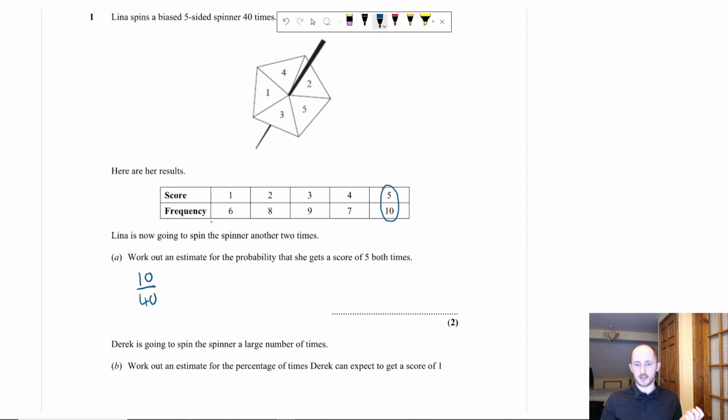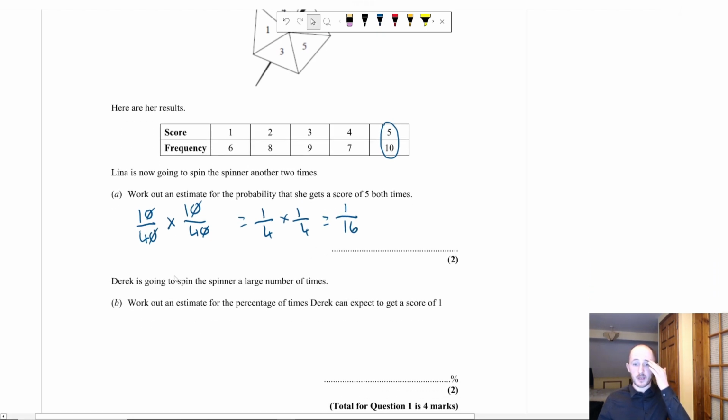So 10 over 40. And then she's spinning it twice, right? So we're going to multiply because she's getting a 5 and a 5. When I say the word "and" in probability, it just means multiply. And what's the probability of getting a 5 the second time? Well, it doesn't actually get affected, so it's still 10 over 40. And if you notice, you can cancel out the 0. If the numerator and denominator end in a 0 or multiple zeros, you can just cancel them out. So that's a quarter times a quarter, which is of course 1 over 16. You just times the top, times the bottom, all done.